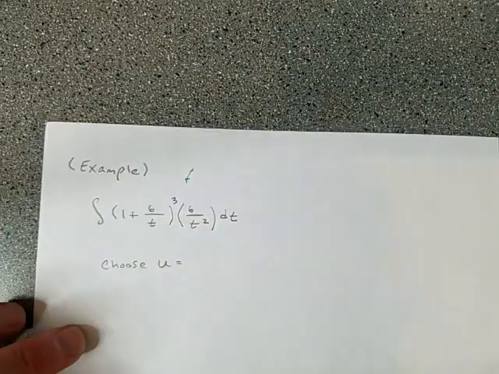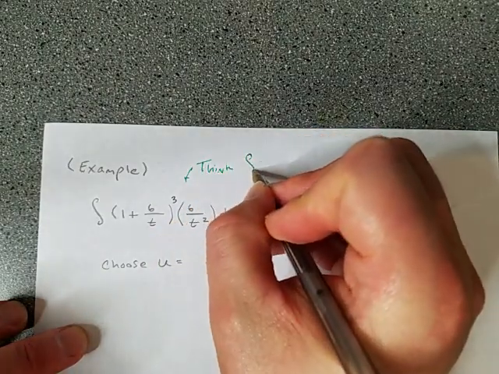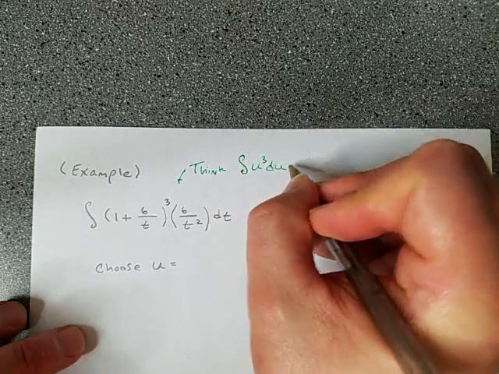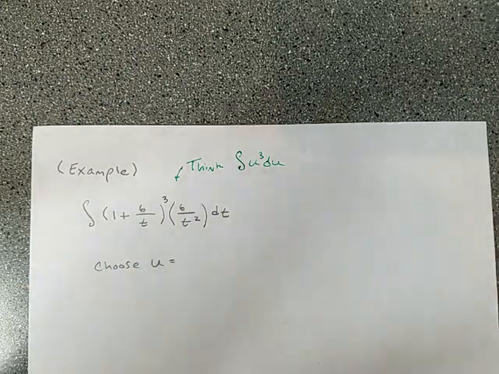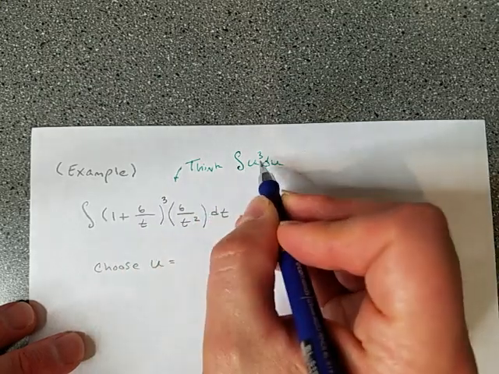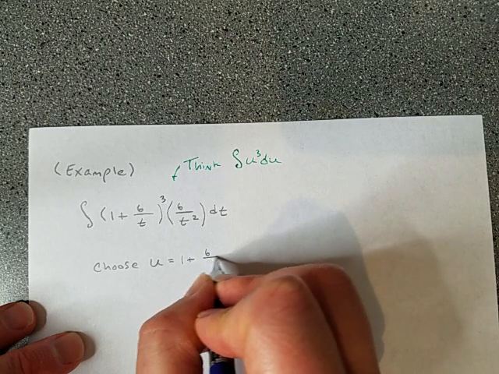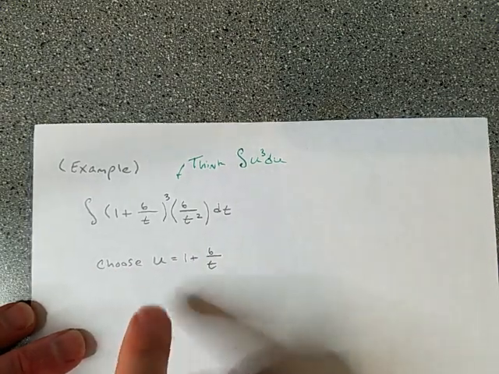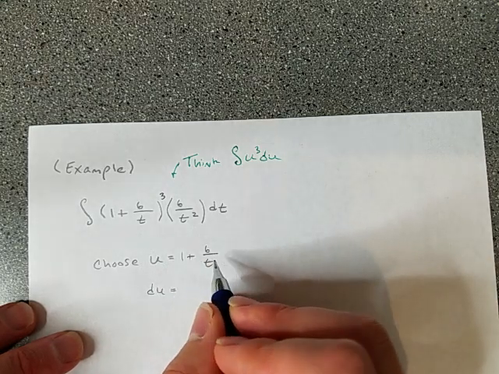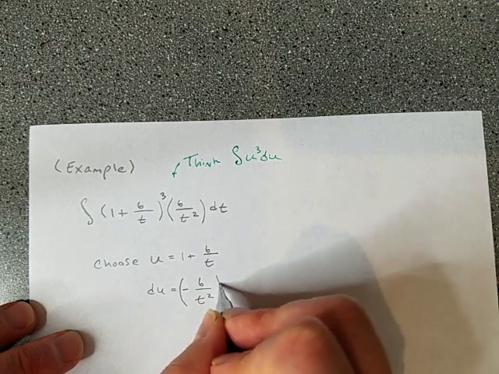So somebody could say, I think this will become the antiderivative or the indefinite integral of u to the third power du. Okay? Now, either way, no matter how you think of it, that motivates this to be the u. All right? So 1 plus 6 over t. That's what we'll choose. If we choose that, what's du? Well, the derivative of 1 plus 6 over t is negative 6 over t squared dt.